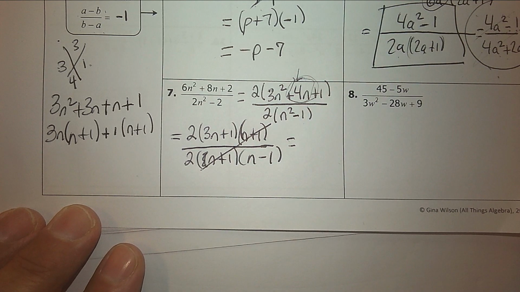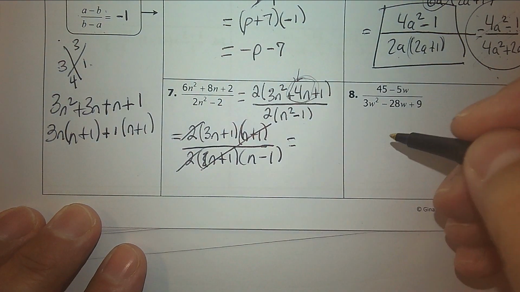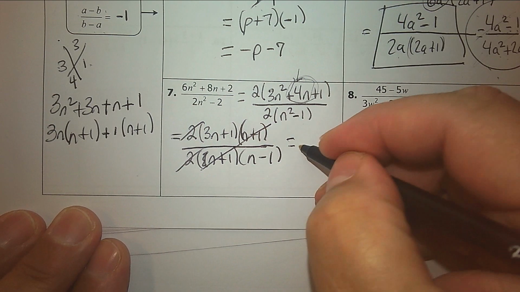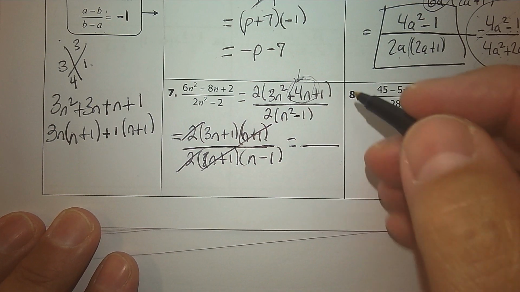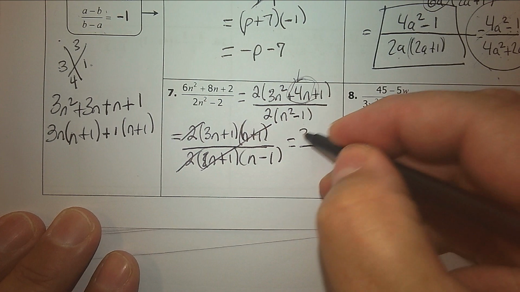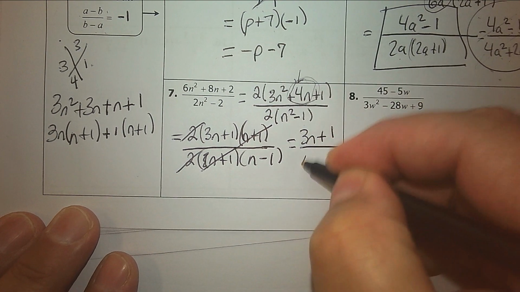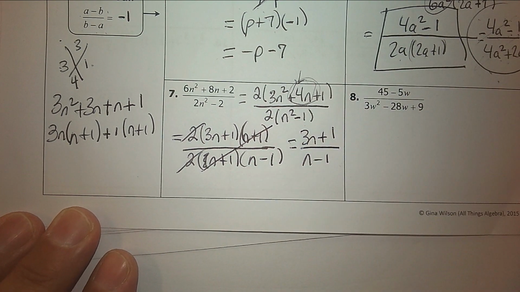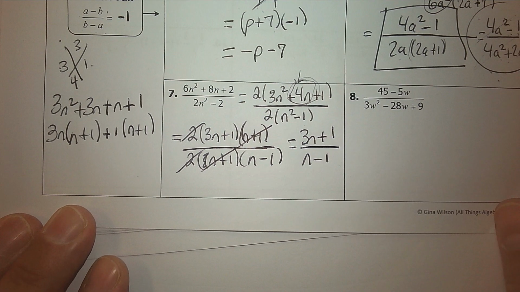Keep going, Richard. What else divides out? Right there. What else divides out? The 2. So 2 divides out, n plus 1 divides out. So what's our final answer? What's left in the numerator? 3n plus 1. Oh, no, n over n minus 1. Awesome. Done. Let's look at number 8 together.